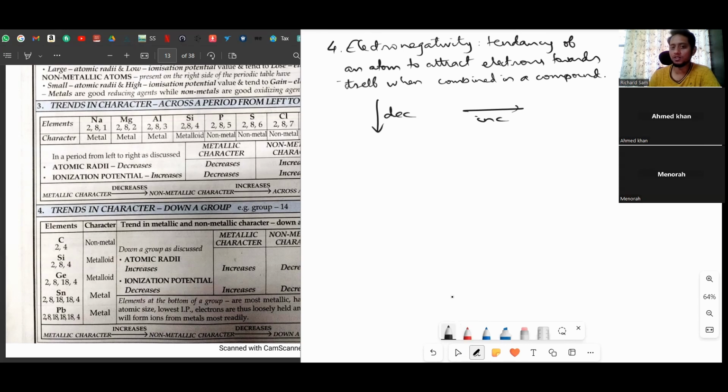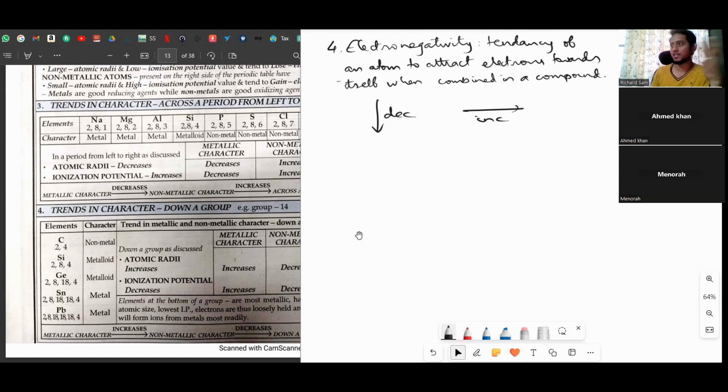As you go down the group, the nuclear charge effect decreases, so the electrons in the outermost orbit are easily lost, with less ionization energy. And so they easily become a metal. That's why when you go down the group, metallic character increases.